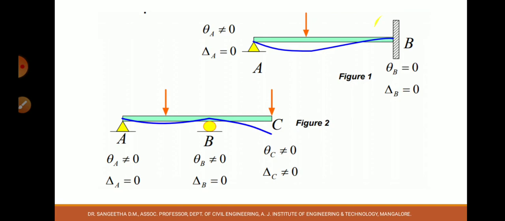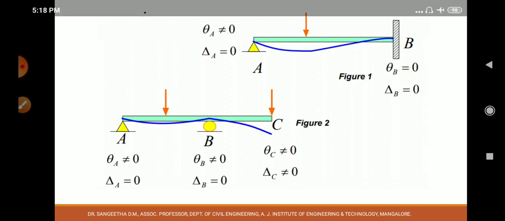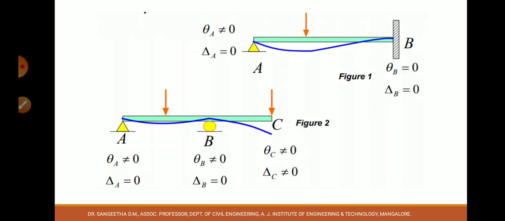See here, support B is fixed. Whenever it is fixed, theta B and delta B are the two terms I am writing. Theta B means rotation, delta B means deflection. Theta is rotation, delta is deflection. Got it? Whenever something is fixed, it can neither rotate nor deflect. So what is the boundary condition? Theta B is 0, delta B is 0.